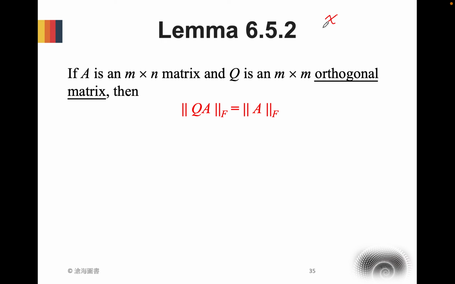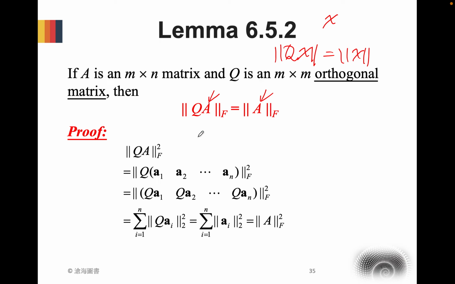For example, for a vector X, if we pre-multiply this vector X with an orthogonal matrix Q, then we take the norm. Actually, the norm of Qx is equal to the norm of X. Remember that? But now we are talking about a matrix. So for a matrix, we take the Frobenius norm. Okay, so how can we prove that?